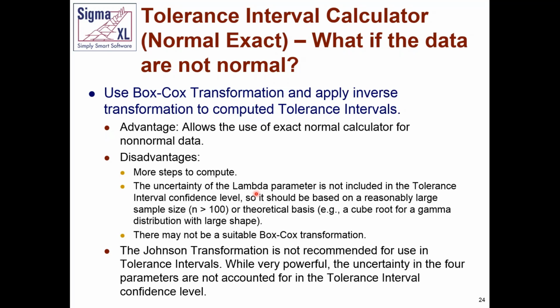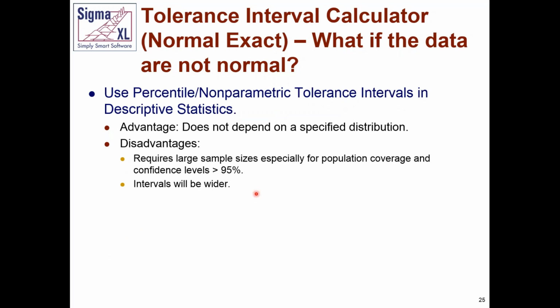So what about the Johnson transformation? Because that's even more powerful than the Box-Cox. However, the problem with the Johnson transformation is now there are 4 parameters, and the uncertainty in those 4 parameters is not taken into account, again, in that 95% confidence level for the tolerance interval. So we don't recommend the Johnson transformation. Also, it's trickier dealing with the inverse transformation for the Johnson.